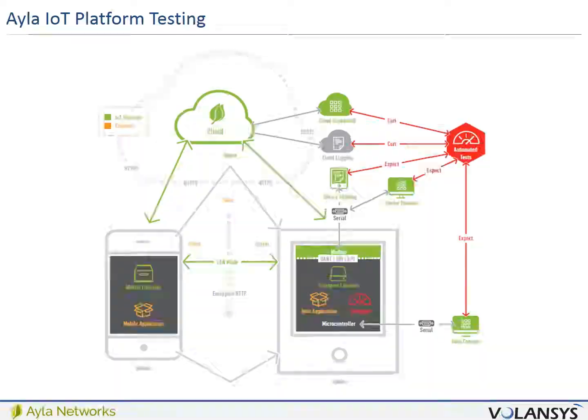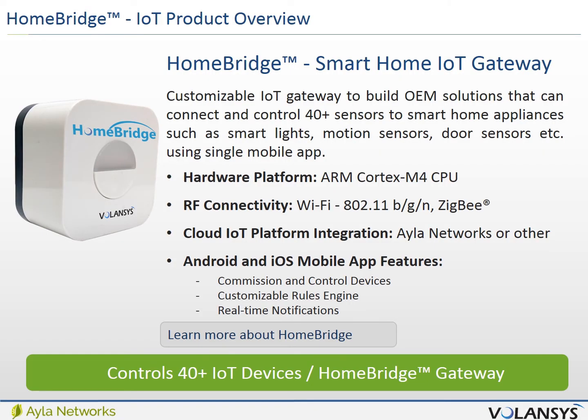Thank you, Andre. So before speaking about end-to-end IoT product testing using Homebridge, let me tell you more about Homebridge. Homebridge is a smart home IoT gateway, which is an MCU-based white label OEM solution. Let me briefly tell you about some specifications of Homebridge.